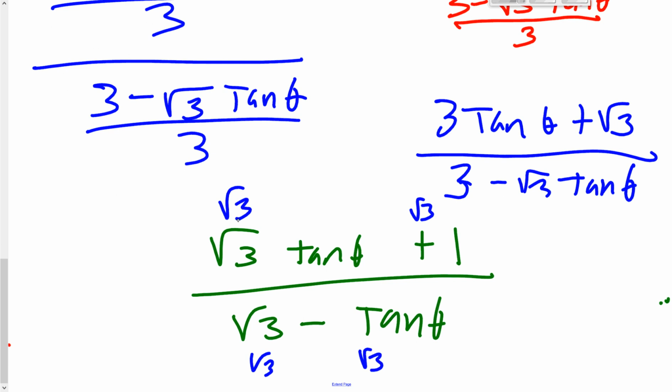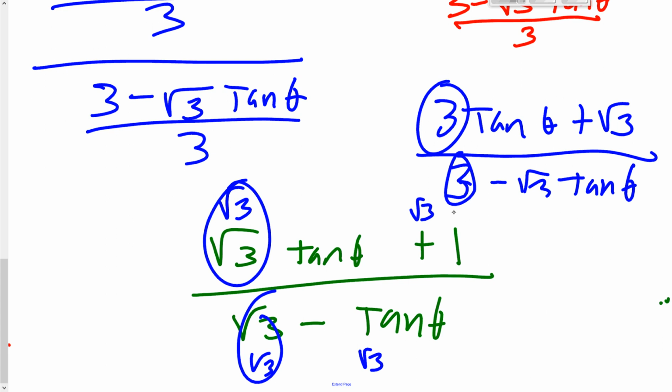So this will turn to 3 like we have, this will turn to 3 like we have, this would turn to square root 3 like we have, and this would turn to root 3 tan of theta. So it's the same answer as the back of the book.